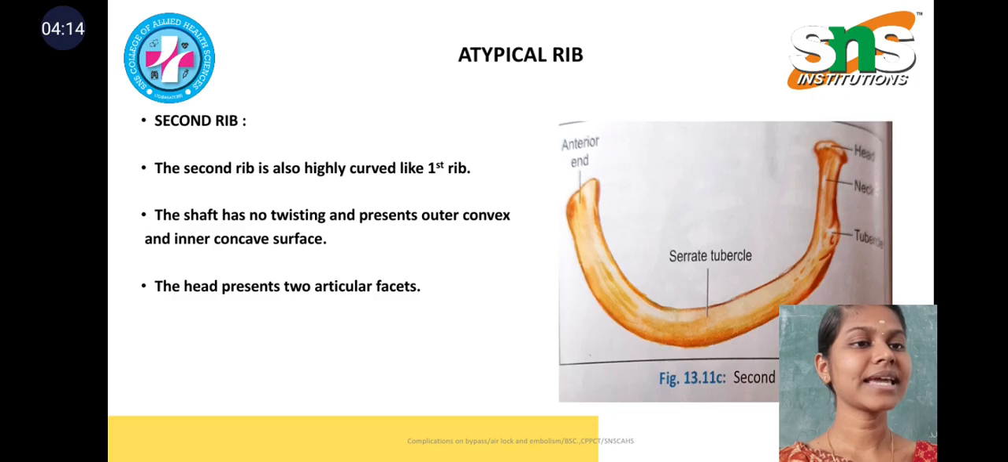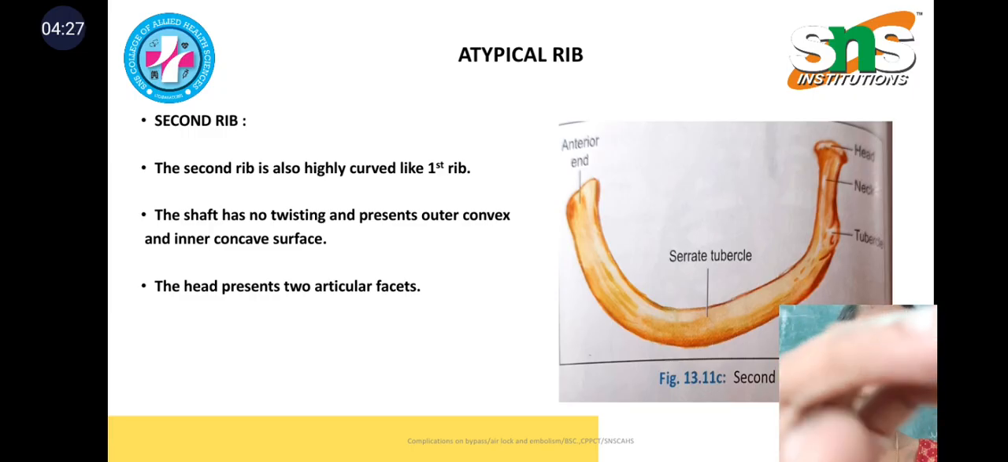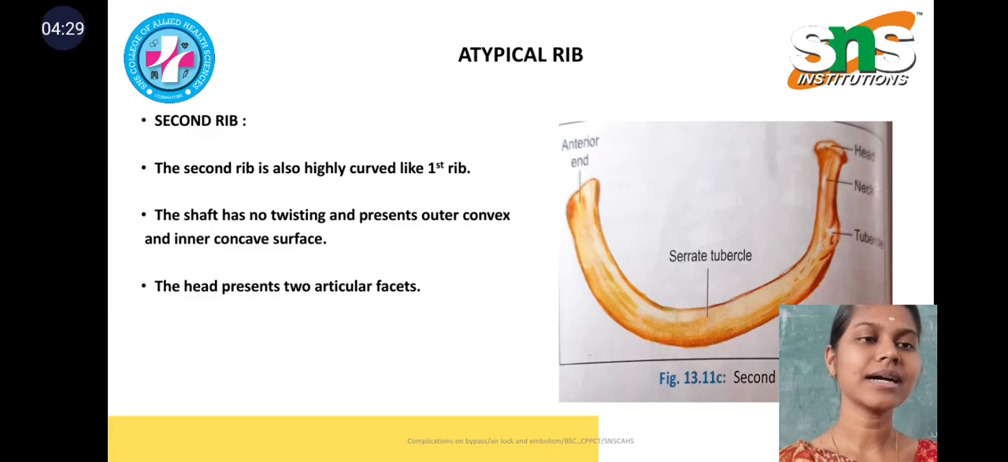The second rib is highly curved, similar to the first rib, and it has no twisting in it. It has a serratus tubercle which helps in the attachment of the serratus muscle. It also contains a head, neck and tubercle.